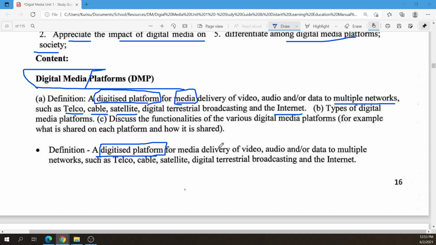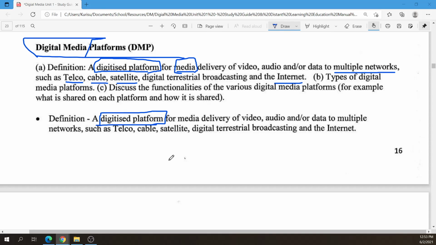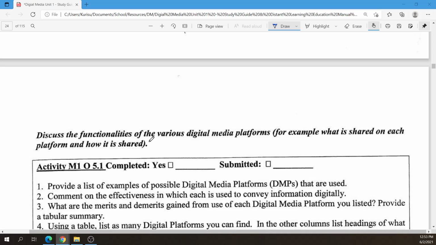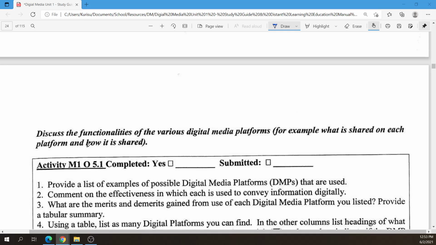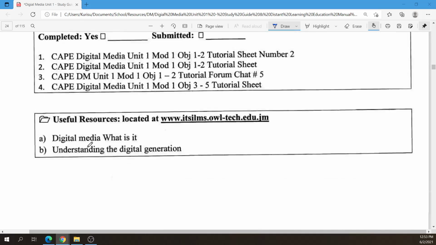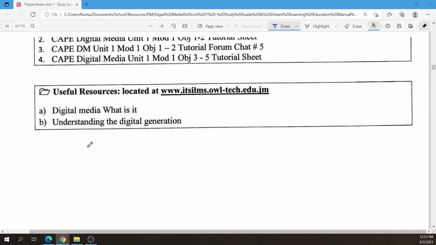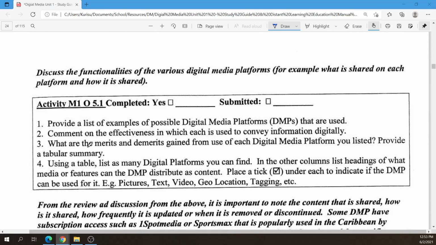So you guys have the right idea. As we go on, you can see the different digital media platforms. It's basically a digital platform that is serving the different content. So discuss the functionalities of various digital media platforms. For example, what is shared on each platform and how it is shared. Okay, so I guess we have to go through it.